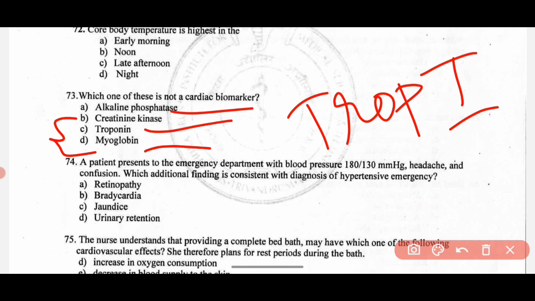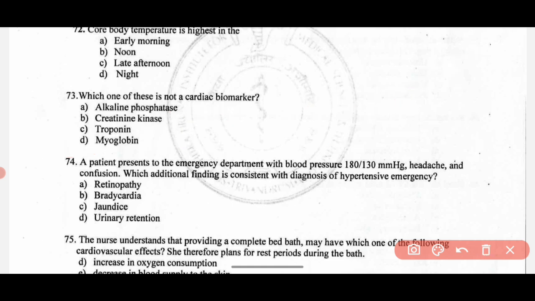We have to do the TROP-I test in order to identify the myocardial infarction because of ischemia. TROP-I and TROP-T will be released in the blood within 2 to 3 hours, whereas creatinine kinase, otherwise CPK-MB, will be released in the blood between 6 to 9 hours. So we have to go for TROP-I when compared to TROP-T. TROP-I is the accurate measurement of myocardial infarction. In this question what we require is which is not a cardiac biomarker. So the right answer is option A. Alkaline phosphatase is not a cardiac biomarker, whereas creatinine kinase, troponin, myoglobin are the cardiac biomarkers.